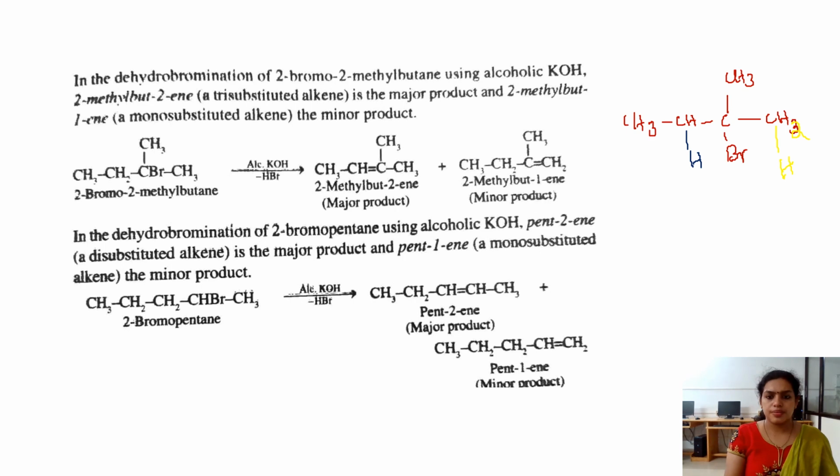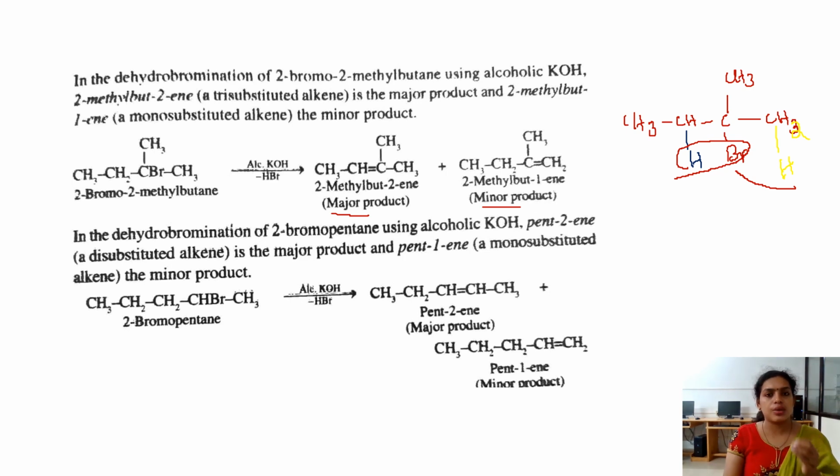Now see, if the HBr is eliminated like this, you will be ending up with this minor product. Only a small percentage of this product will be formed. And if the elimination takes place like this, you will be ending up with this one. This is the major product, 2-methyl-2-butene.